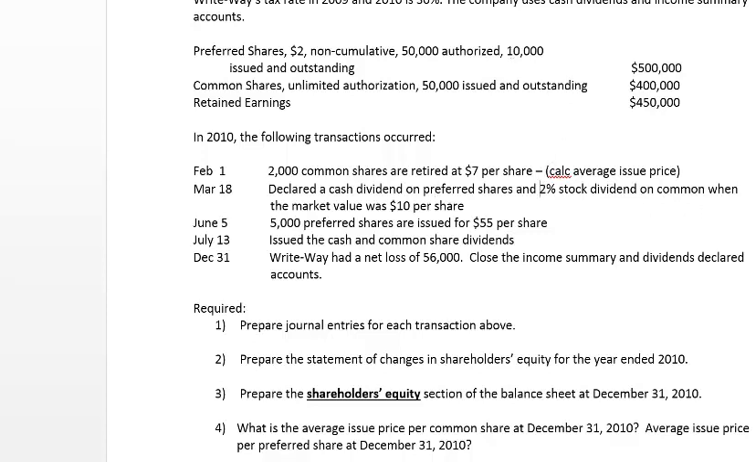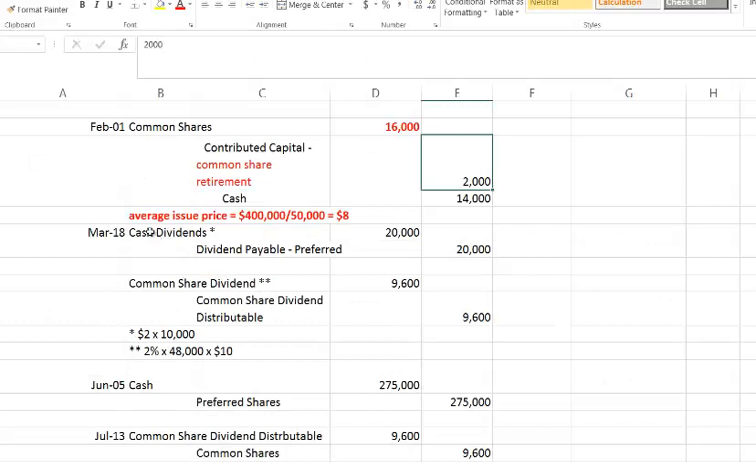And we're also declaring a 2% share dividend. Now, one of the things you got to remember here is that because in February we retired 2,000 shares, we're only going to declare a 2% share or stock dividend on the number of shares we have left, which is 50,000 less 2,000, and that's going to be 48,000. So if we go back to our journal entry, we're going to debit our cash dividends account, which is like your dividends declared, and we're going to credit dividends payable for $2 a share times 10,000 shares.